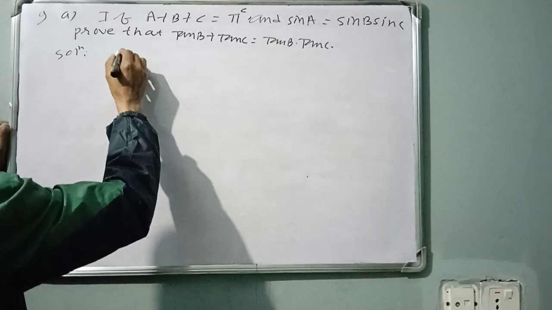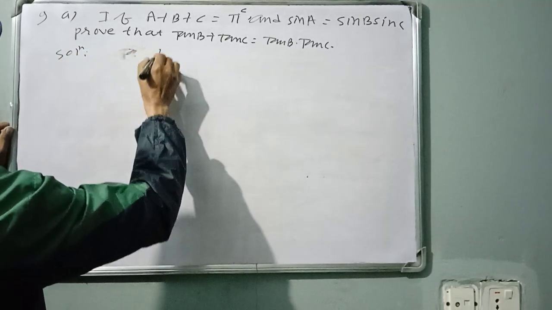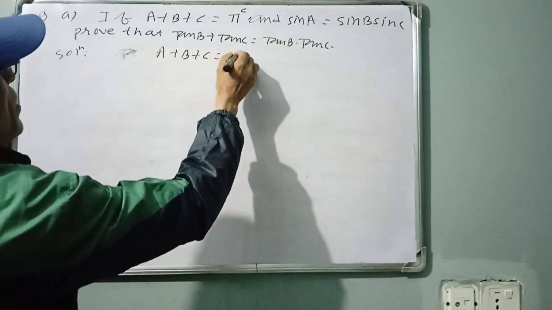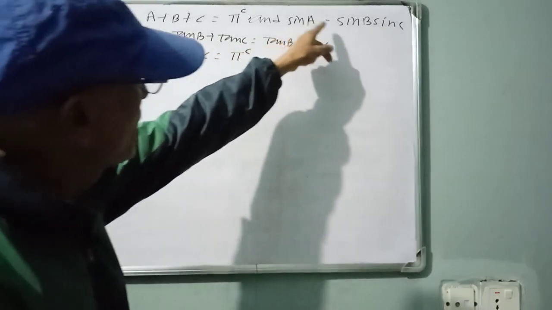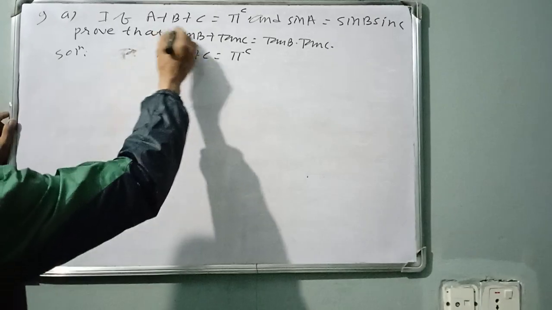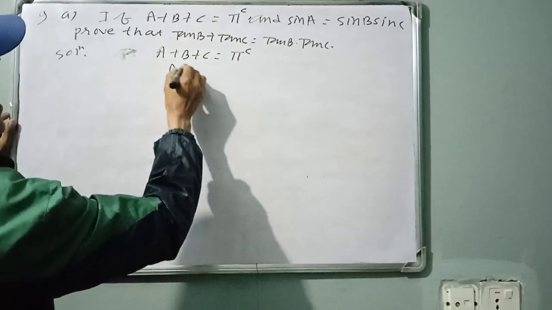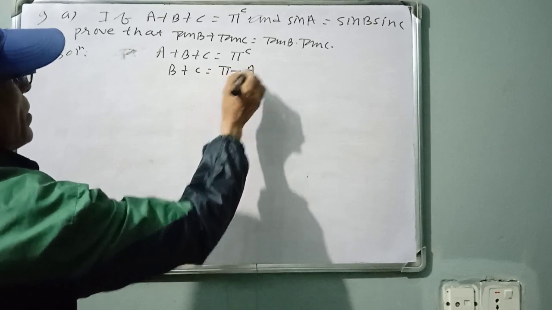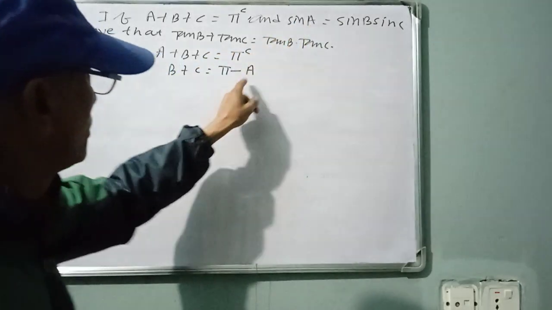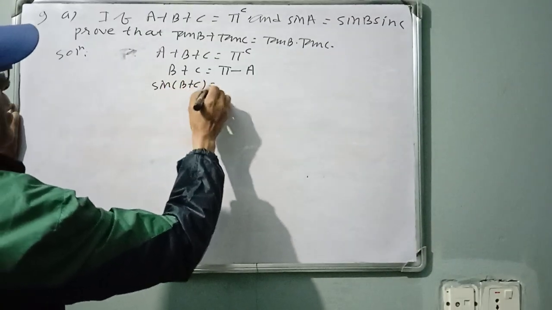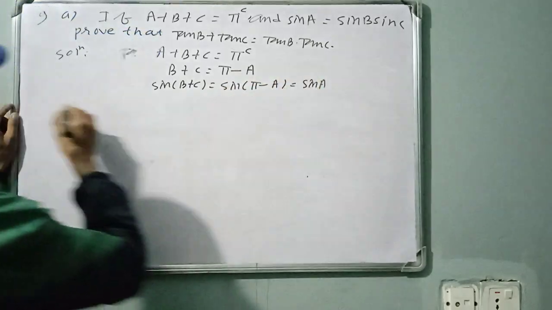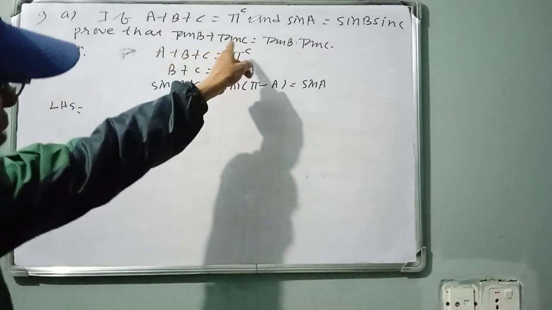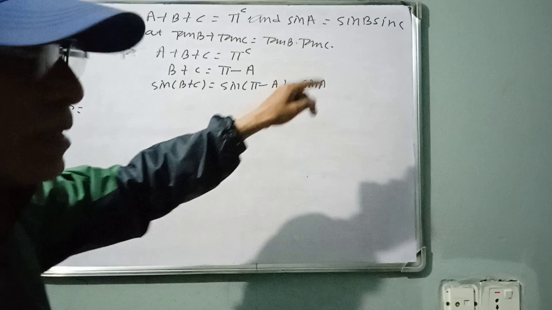First of all, write down the given condition. The given condition is A plus B plus C equals pi radian, and sin A equals sin B into sin C. That means B plus C equals pi minus A. Since there is sine, you can write sin (B plus C) equals sin (pi minus A) equals sin A. Now you have to prove that tan B plus tan C equals tan B into tan C.